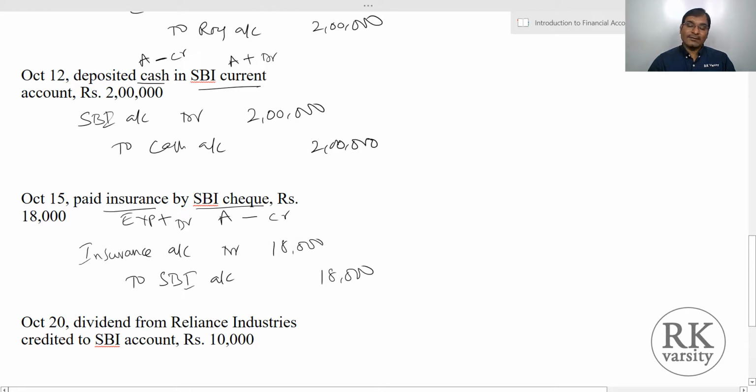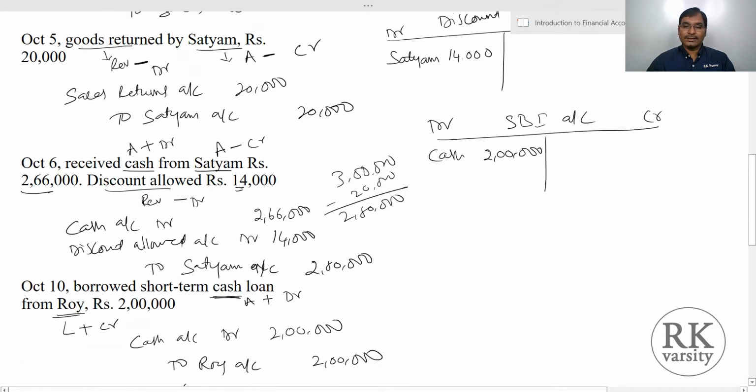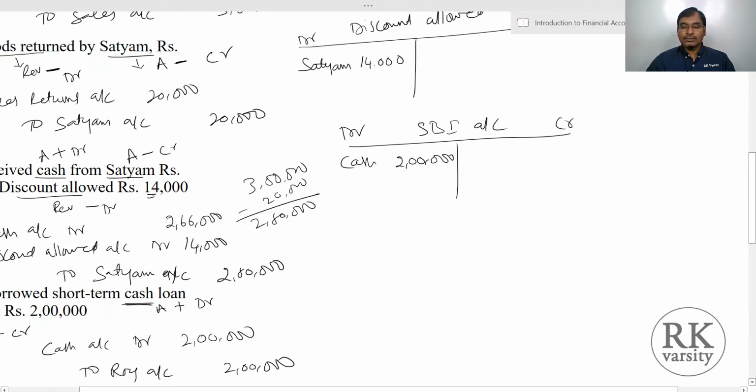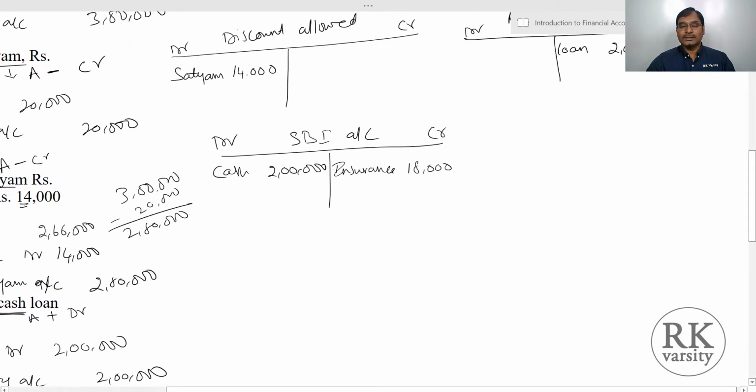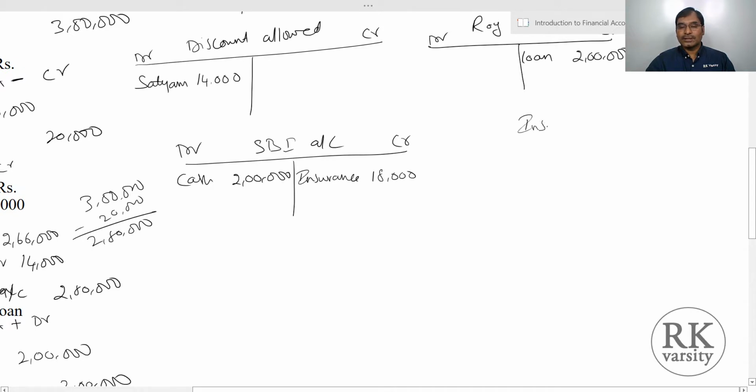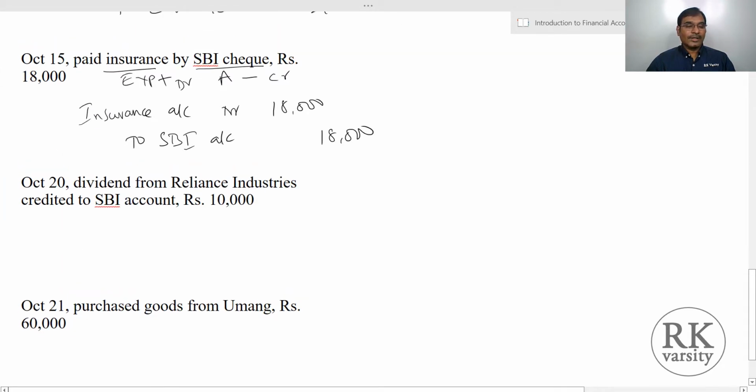So we already have an SBI account. SBI account is decreasing by how much? 18,000. So here we have the SBI account and it is a decrease in asset, so credit side, and this is insurance and 18,000. We don't have an insurance account, so we'll create an insurance account. Insurance is an expenditure. Increase in expenditure is a debit, so here we paid it from SBI account and the amount is 18,000.